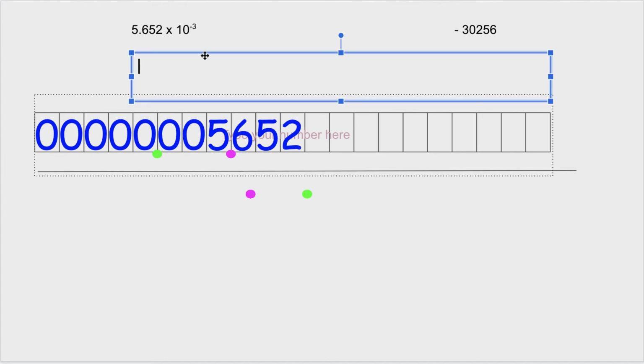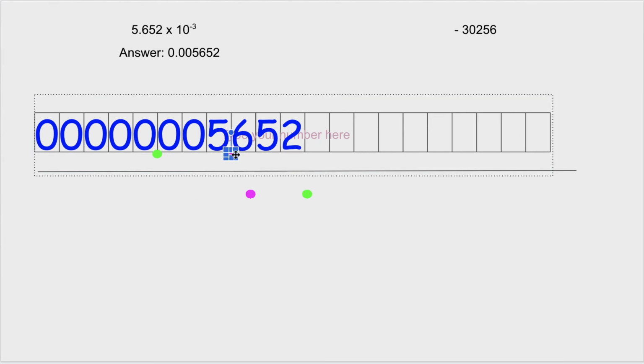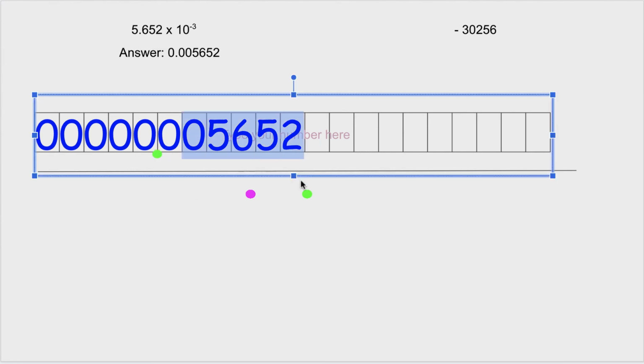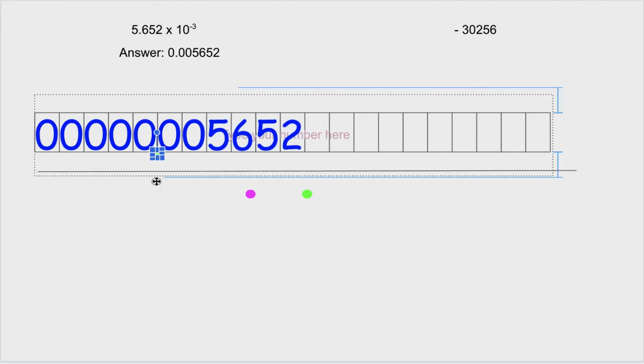So when I write this in standard notation for my answer, I would say that the number is, remember I only have to have 1 zero before the decimal point. Then I would type the rest of the digits that I need. So it would be this value. Okay, and then I can delete those, or I can just move them down and reuse them and recycle them.